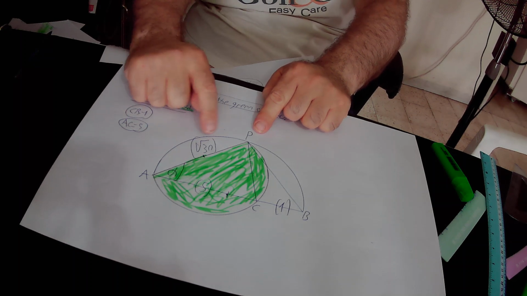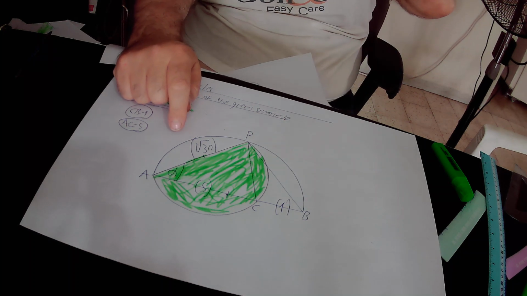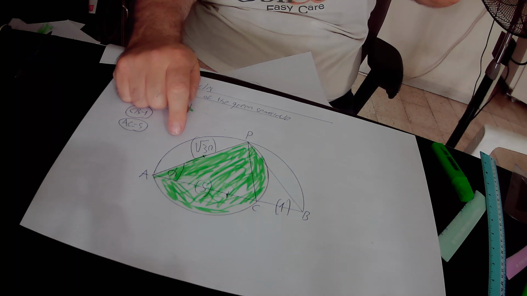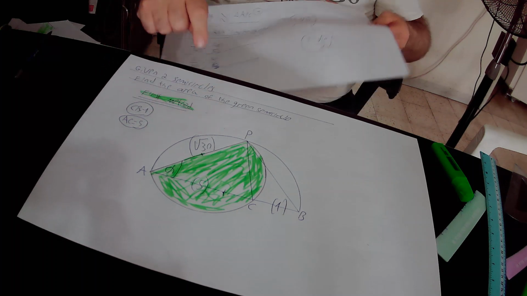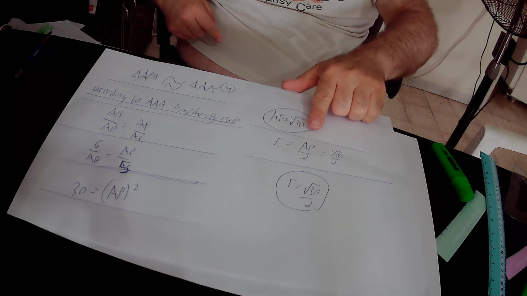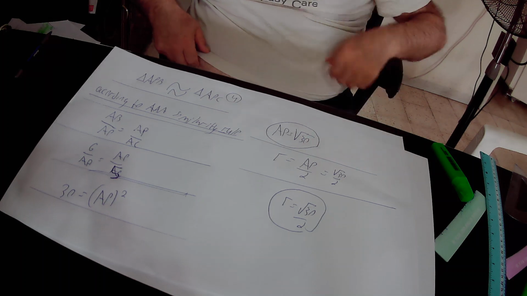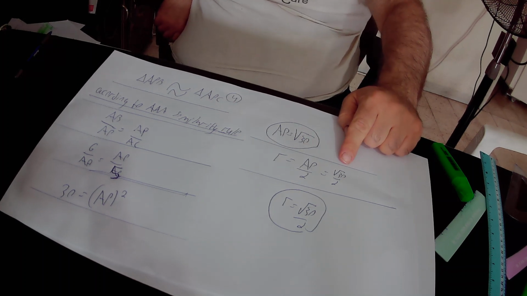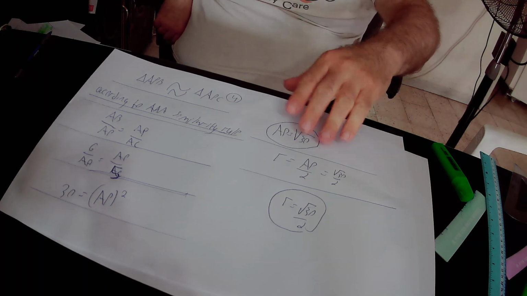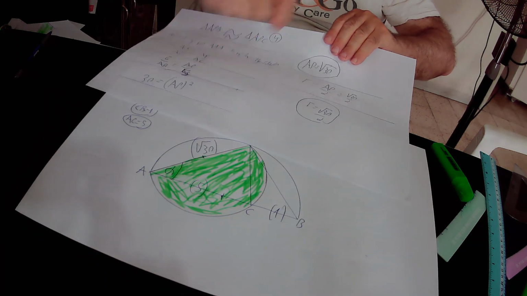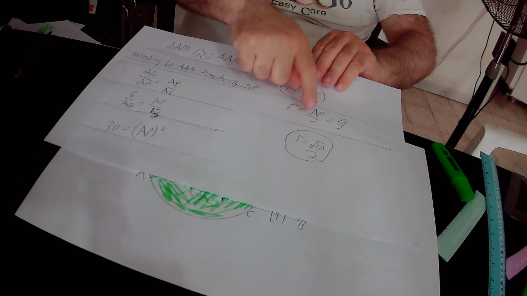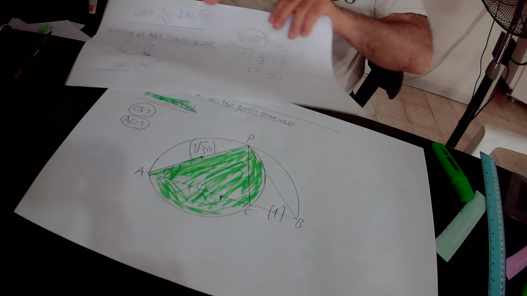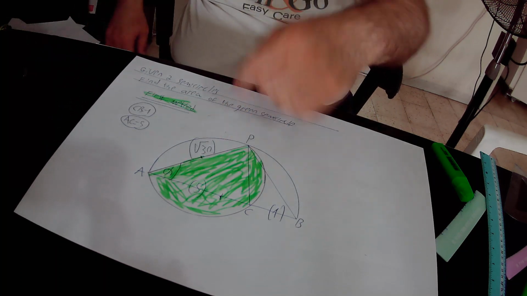AP is the diameter of this green semicircle, and therefore the radius of this green semicircle must be equal to the diameter AP over 2. So the radius R of this green semicircle equals AP over 2. AP is square root of 30, so the radius R equals the square root of 30 over 2. Our mission is to find the area of this green semicircle.